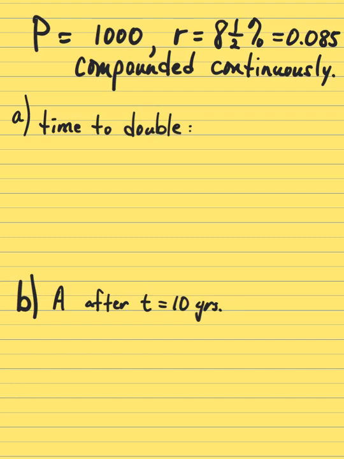In this problem, we're going to be asked to round our answer to 2 decimal places. We are given that an initial investment is $1,000. The annual interest rate is 8.5%, which in decimal form is 0.085. We are told that the account is continuously compounded. And so with that, remember, when you see compounded continuously, we have the A equals P e to the RT formula.